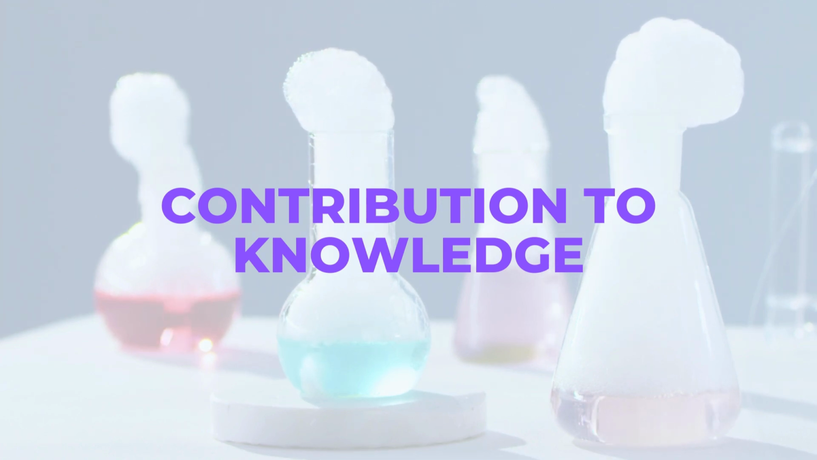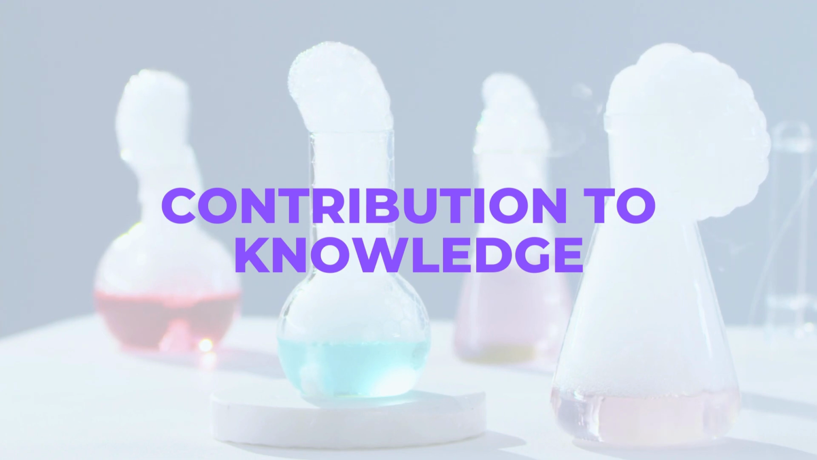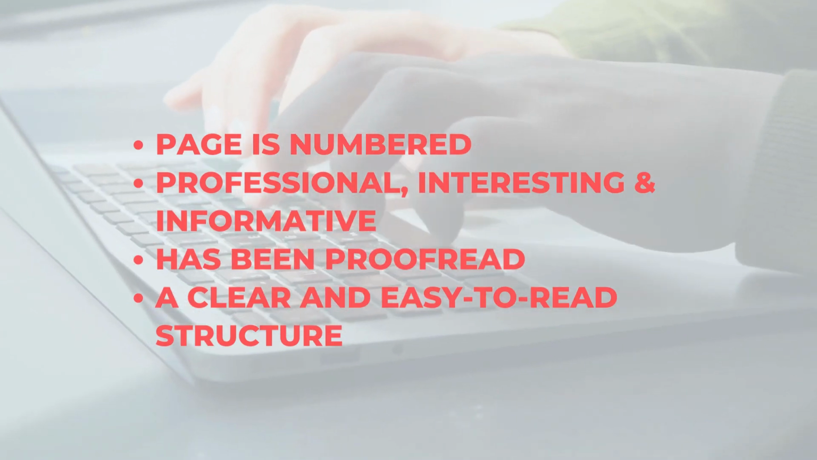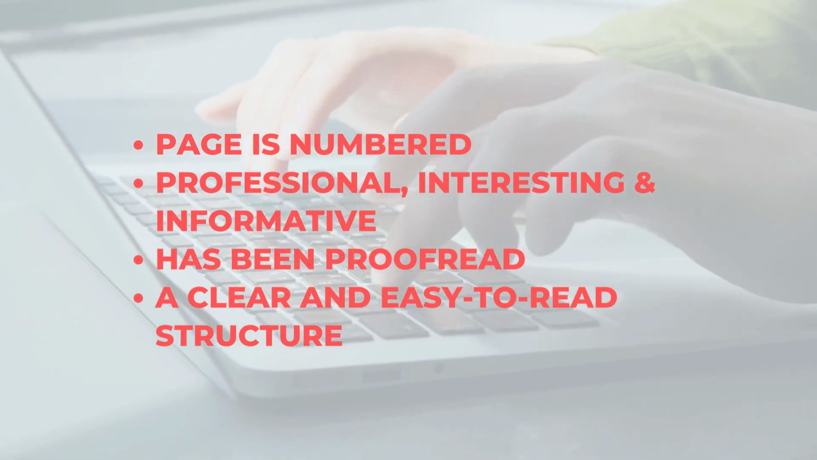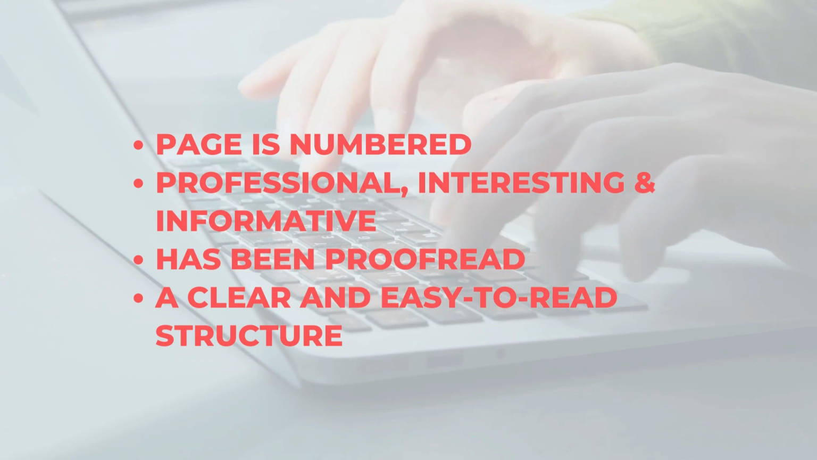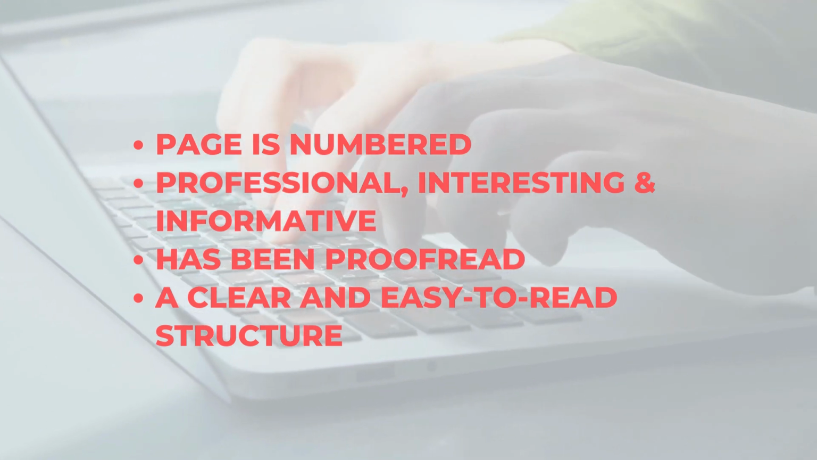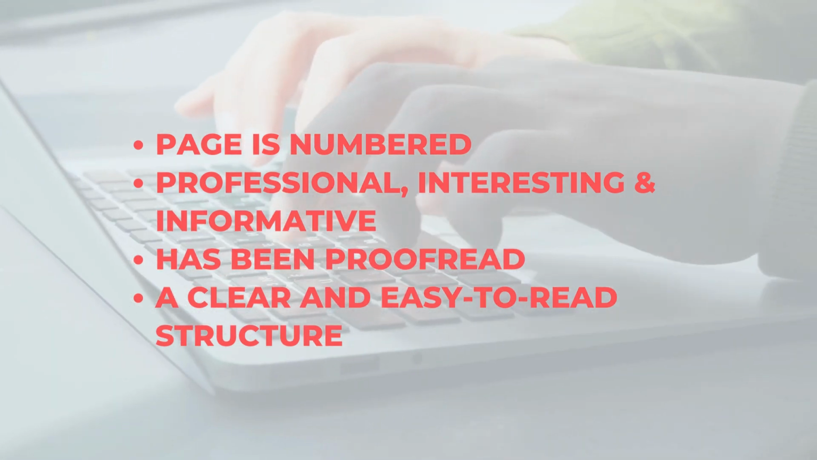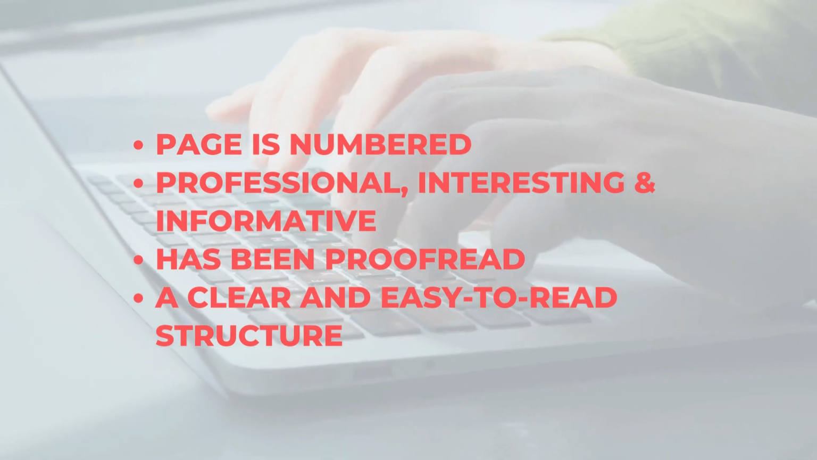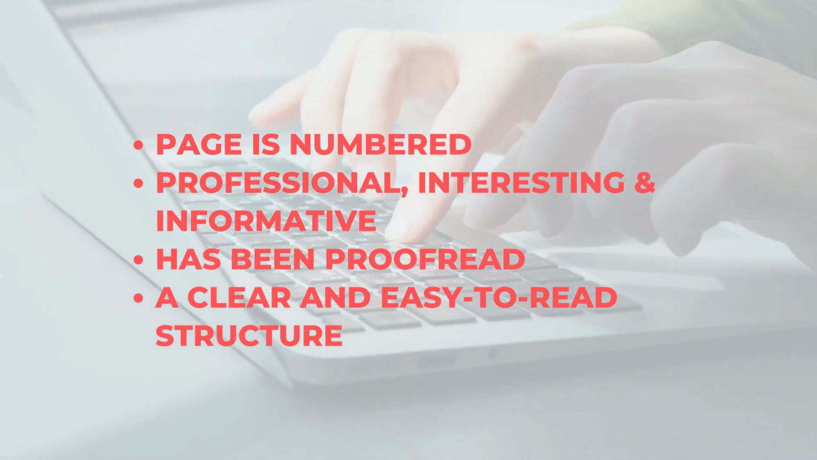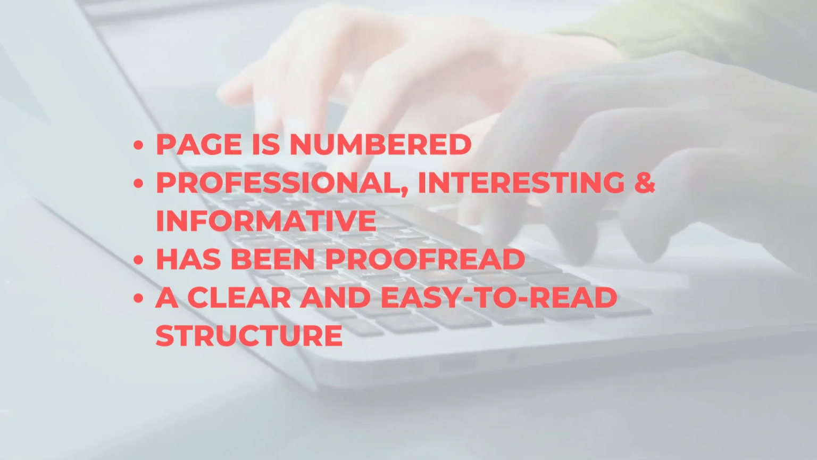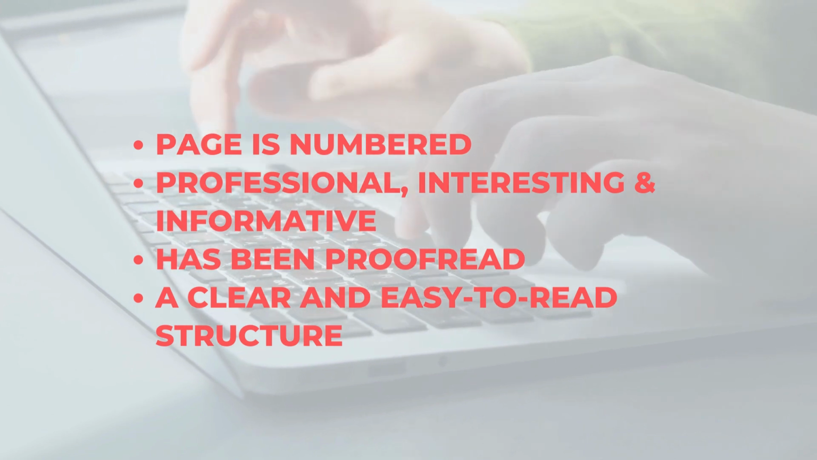Lastly, in the reference list, you must include correct citations for every source that you use. And a final check before submitting this document along with your PhD application or master's application, you will need to ensure that you have adhered to the research proposal format. That means that every page is numbered, it's professional, interesting, and informative. The research proposal has been proofread by both an experienced academic to confirm that it conforms to the academic standard, and a layman to correct any grammatical or spelling errors. And you have used a clear and easy to read structure with the appropriate headings.